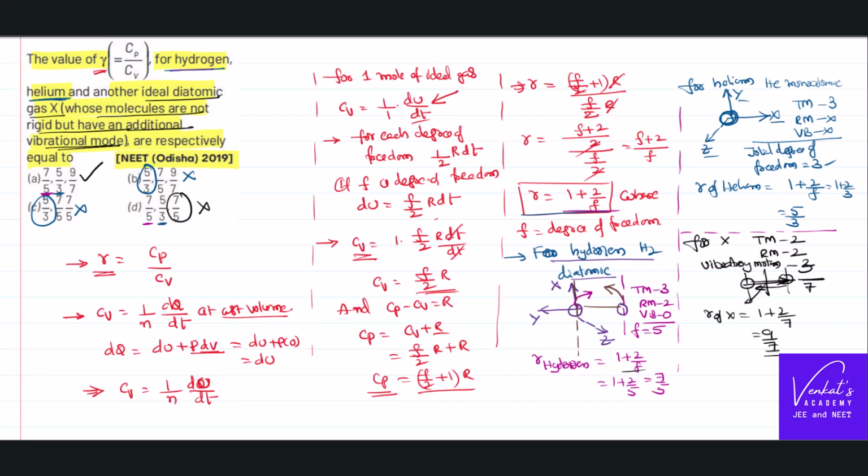Therefore, while solving this problem, we have explained a lot of concepts. The concepts that we have explained are how you get the formula for gamma in terms of degrees of freedom, and how you consider degrees of freedom for a monoatomic gas, a diatomic gas, and a diatomic gas with vibratory motion, as given in the problem. Right? These are the things that you need to know to solve this problem.